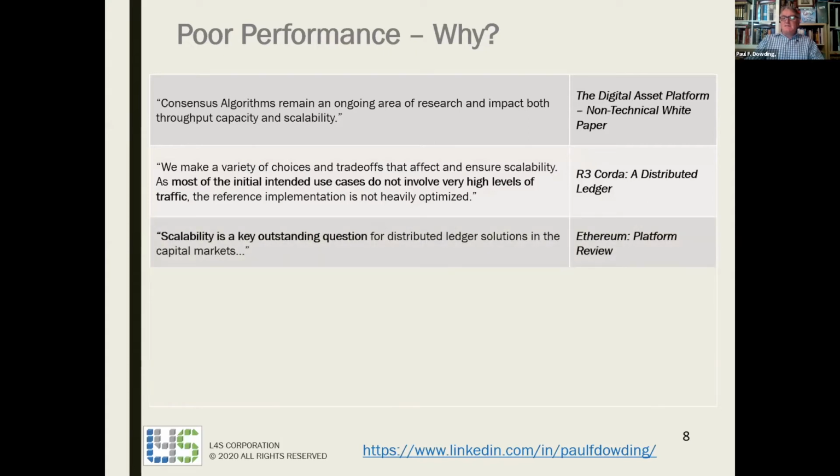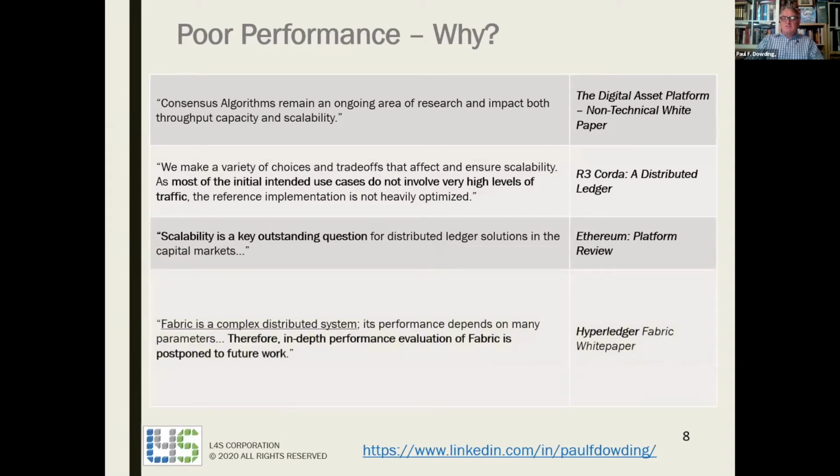Scalability is a key outstanding question for Ethereum in capital markets, and Hyperledger has the question as well, in terms of its own performance. So these are their white papers from 2 to 4 years ago, and they admit the problem that they're still struggling with.